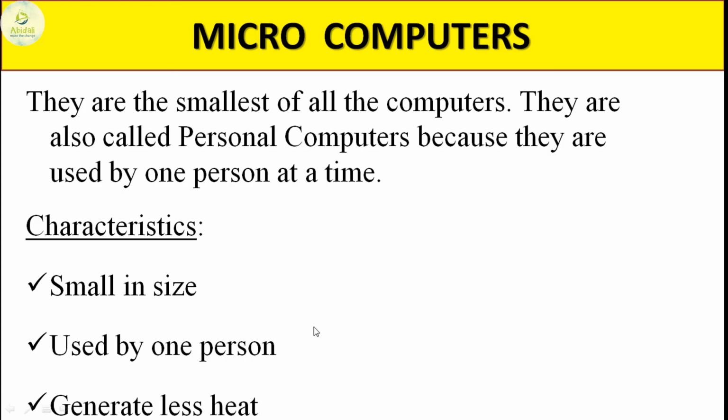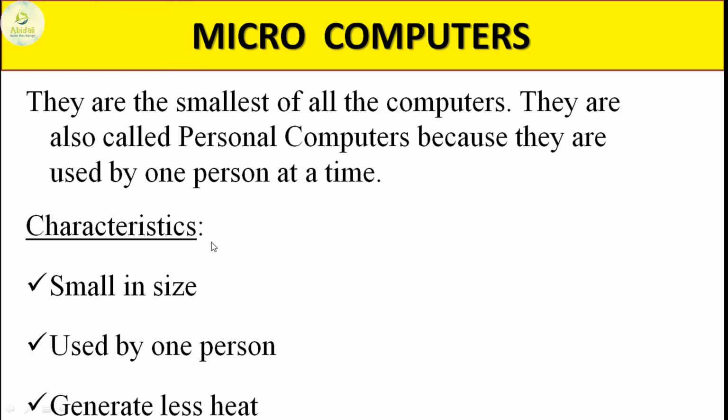The first one we are going to discuss is the microcomputer. They are the smallest of all the existing computers. They are also called personal computers, PCs. PC stands for personal computer because they are used by one person at a time. Not many users are logging in at a time. Such computers are called personal computers.